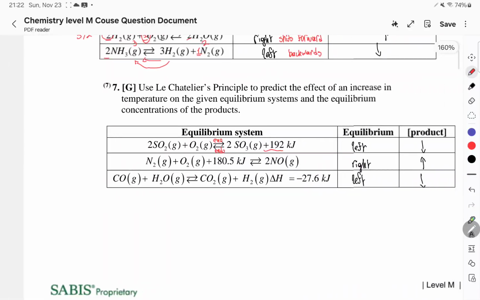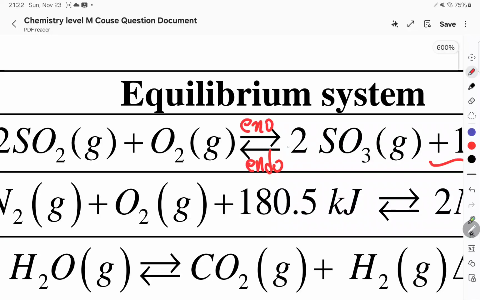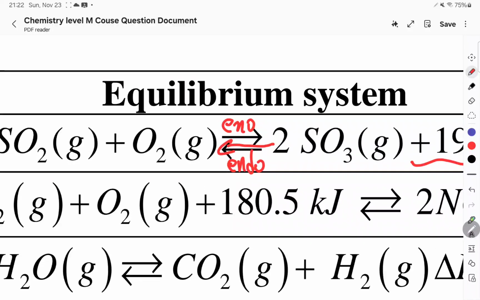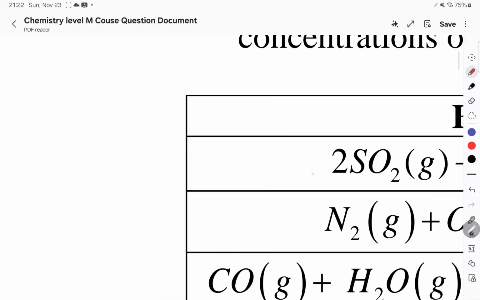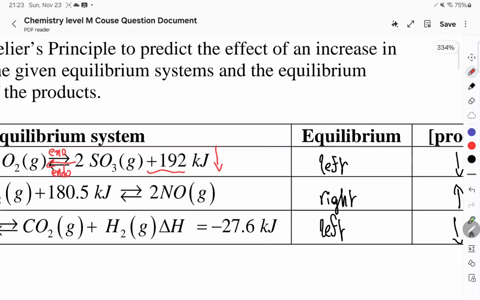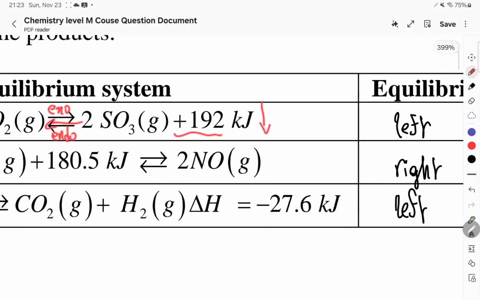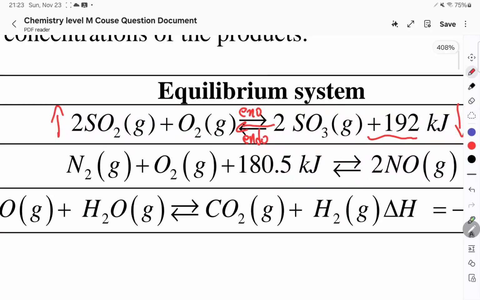This shows us that the forward reaction is an exothermic reaction, and the backward reaction is an endothermic reaction. Now, here they said the temperature increases, which means that it goes in the direction of endo, which means it goes from right to left. So that means products decrease while reactants increase. So now we can look here. Yes, it shifts to the left, and products decrease.